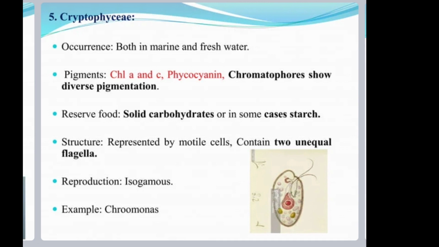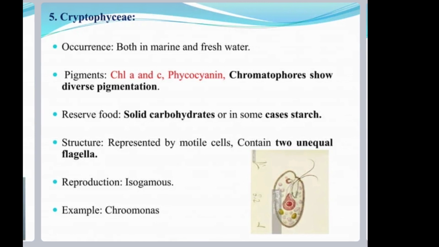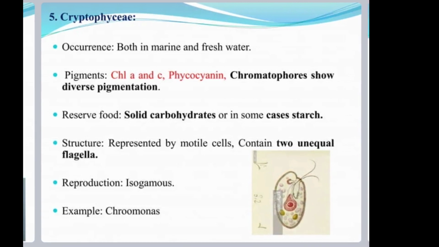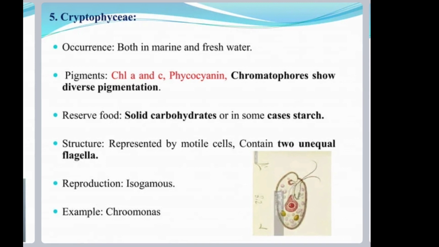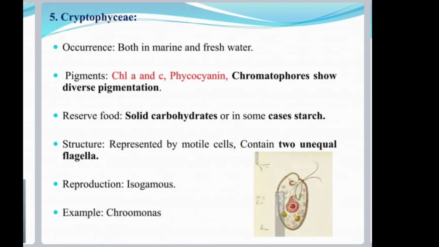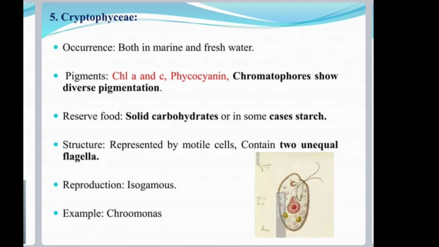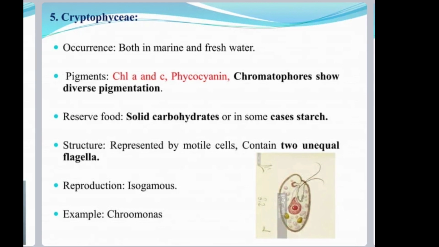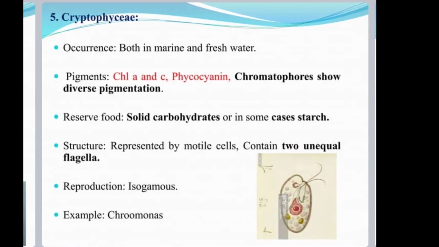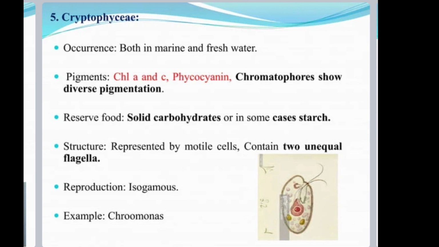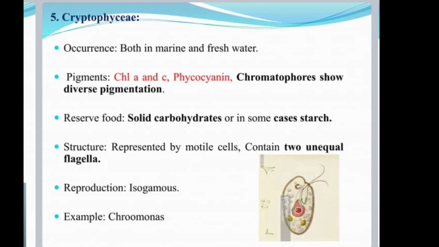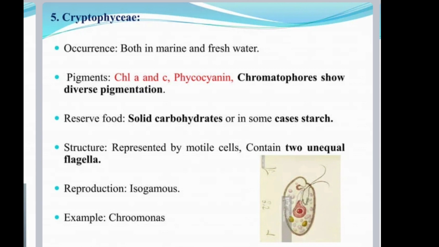Cryptophyceae: occurrence both in marine and freshwater. Pigments are chlorophyll A and C, phycocyanin. Chromatophores show diverse pigmentation. Unicellular with anterior groove or pocket. The special pigments are phycoerythrin and phycocyanin. Reserve food: starch and oil. Solid carbohydrates are also present.